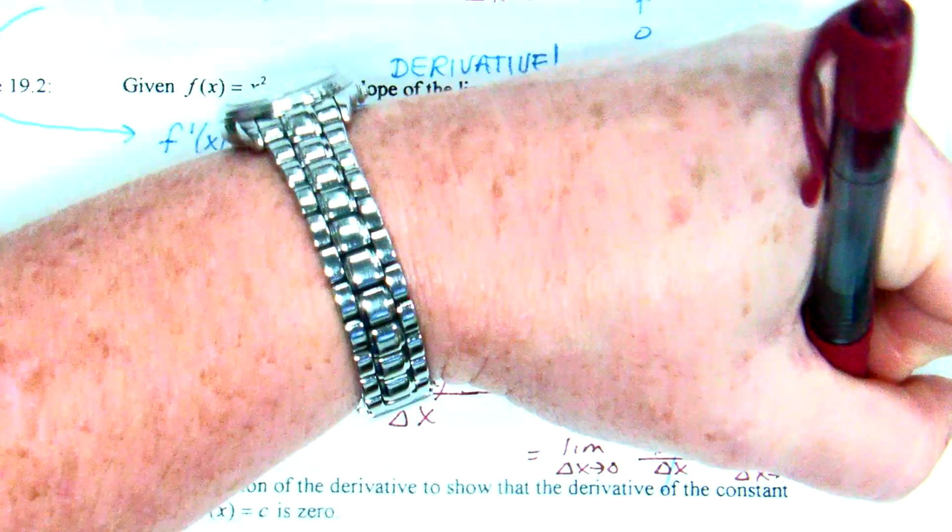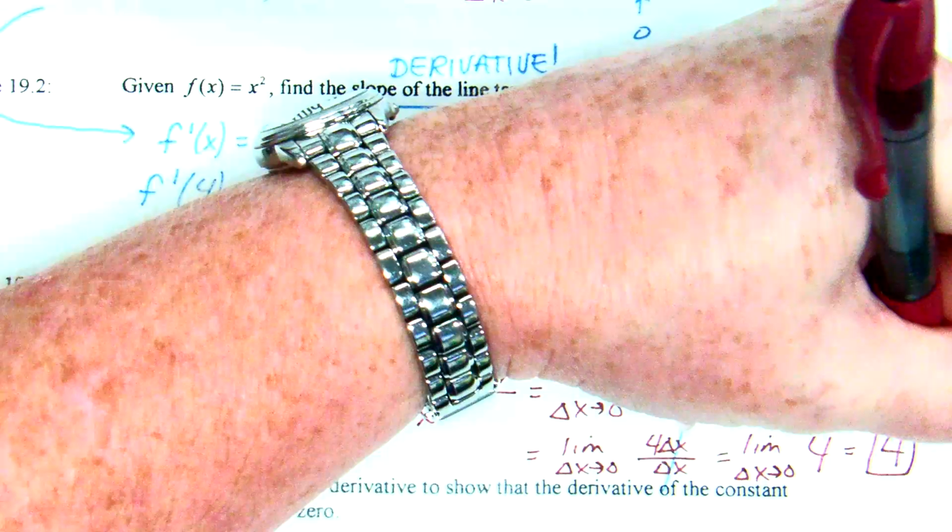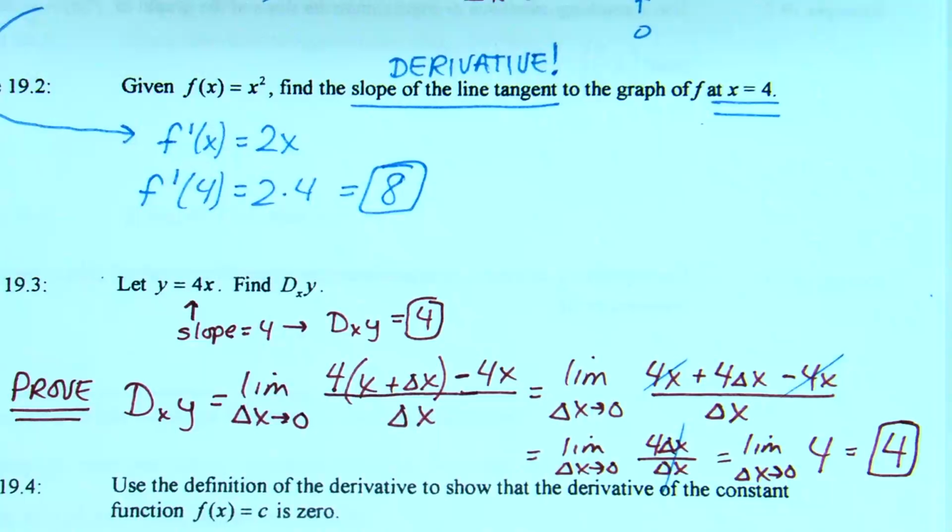In order to take this limit, technically you have to plug 0 in. Where am I plugging 0 into? Nowhere. And so when you plug 0 in, nothing happens. And so what does this limit equal? 4. If you have a situation where there's nothing to plug in or no place to plug it in, it's just equal to whatever you have there. So the limit is 4.